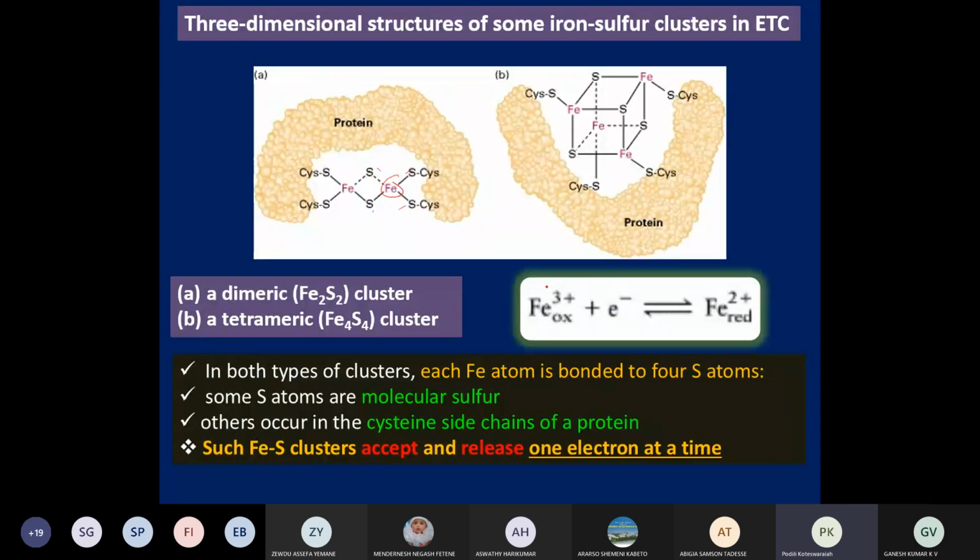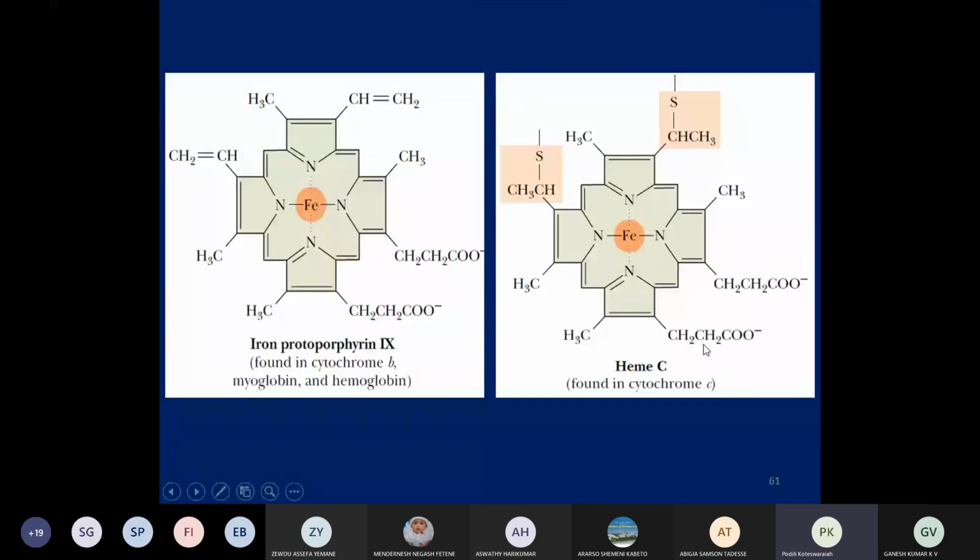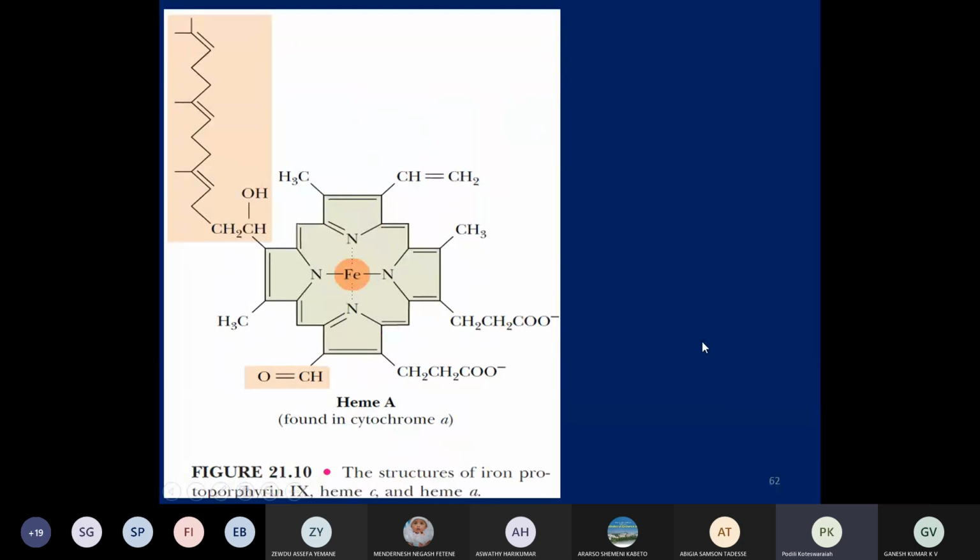And in all iron sulfur clusters, during the electron transport chain, the iron undergoes oxidation or reduction depending upon the condition. So it switches between the 2 oxidation states, that is Fe+3 to Fe+2 or Fe+2 to Fe+3 during the oxidation reduction process. In addition to this, the cytochromes are also present, and the cytochromes can also accept and release 1 electron at a time. The heme A and heme B, and all the cytochromes are present in the electron transport chain complexes.